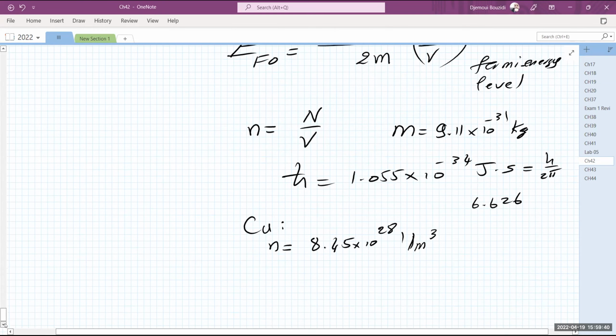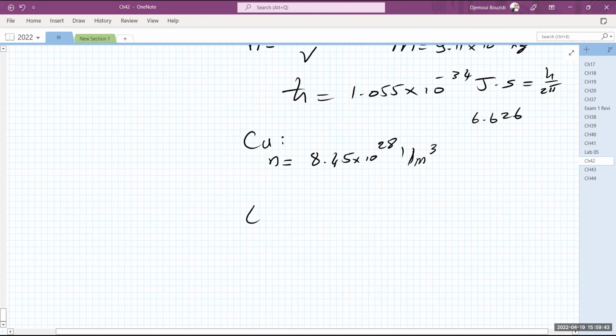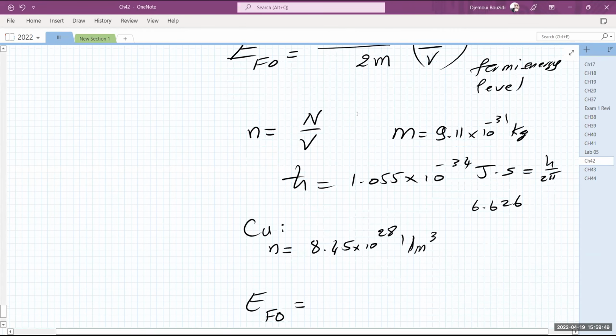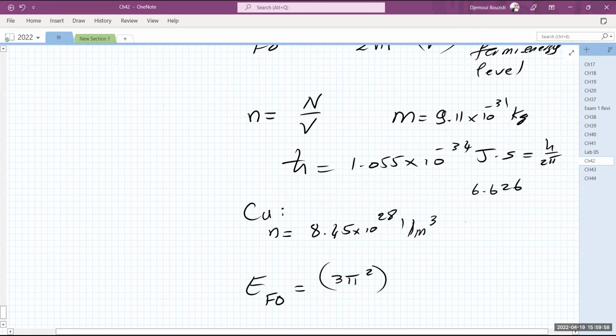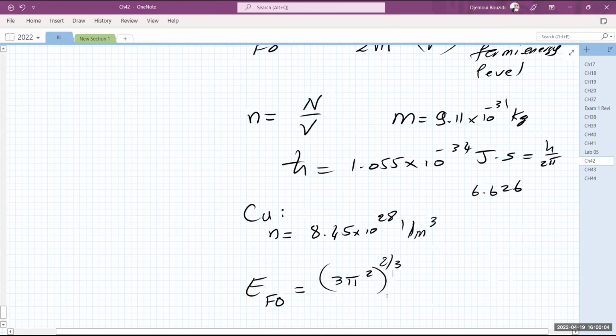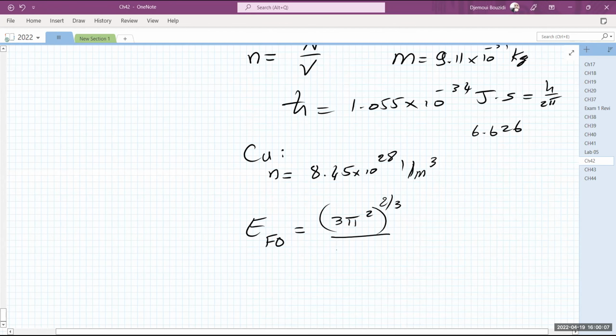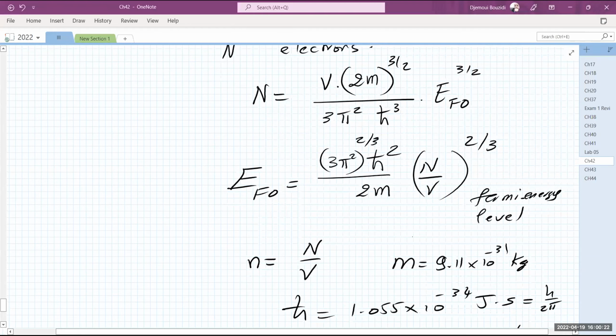So if we do the calculation for the Fermi energy level for copper, we need to plug in the numbers. All we have to do is 3π squared. 3π squared is like 12, just a constant, just a number. Obviously, for a question like the pretest, they give you so many close numbers that you probably have to compute it. 2 times the mass, 9.11 times 10 to the negative 31.